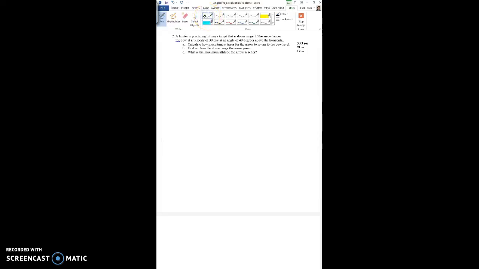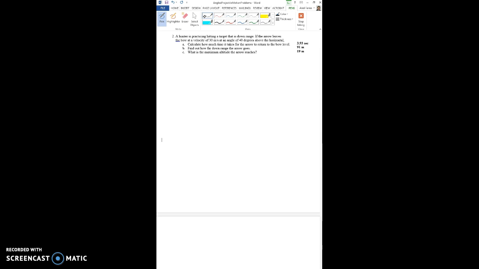Okay, guys, so we are going to be working on an angled projectile motion problem. This is number 2 from your homework. A hunter is practicing hitting a target that is downrange. If the arrow leaves the bow at a velocity of 30 meters per second at an angle 40 degrees above horizontal, let's calculate three things. How much time it takes for the arrow to return to bow level, how far downrange the arrow goes, and what is the maximum altitude the arrow reaches.